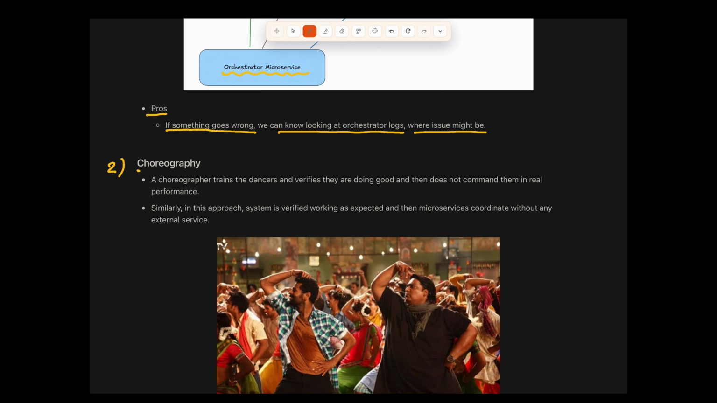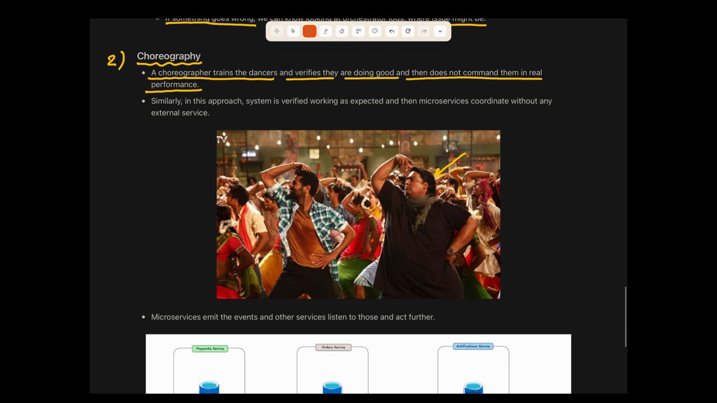The second approach is choreography. You know that a choreographer trains the dancers and verifies they are doing the right steps, and then does not command them in the real performance. So let's say some movie is being shot, and before it is shot, the actors learn the dancing steps. There is a choreographer, let's say Prabhu Deva, and he is teaching the actors that you have to do this step when this part of the song plays. So they train them, but he does not command them in the real shooting.